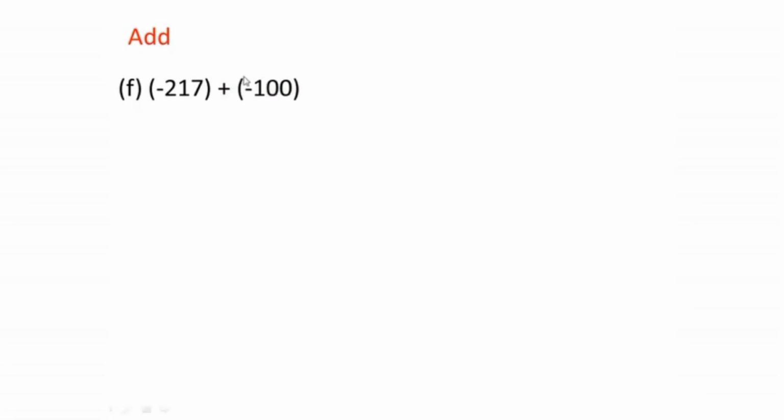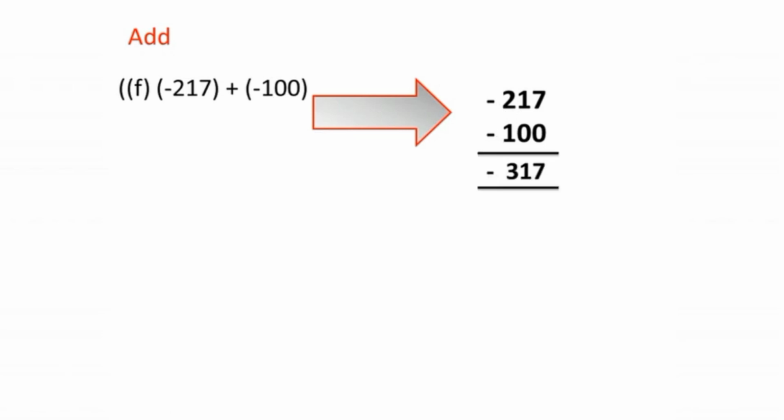Let's see the next one. Minus 217 plus of minus 100. Please observe carefully. Minus 217 plus of minus 100. Let's do it in the simple method. So minus 217 minus 100. Both are minus here. What should we do? I hope you have already learned this in class 6. I have written here the answer is minus 317. Is the answer minus 317?